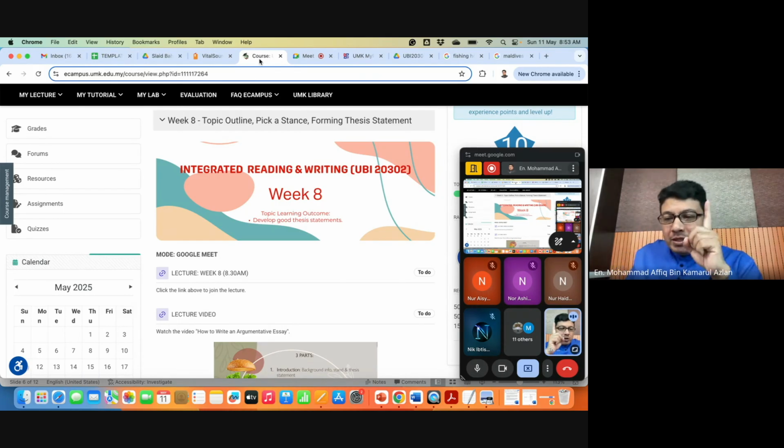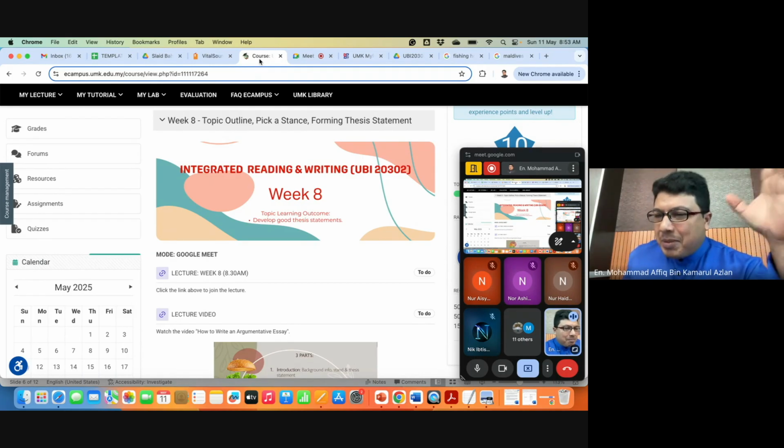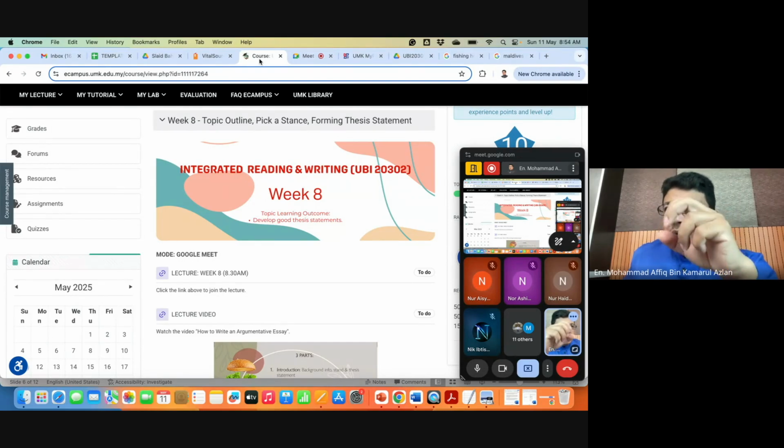Hook sentence, one sentence, can also be two sentences. Background information can be 2, 3, 4 sentences, depending on how many words you have for your essay, for your assessment. If you're writing an article in the future, it doesn't matter, can be as many sentences as you think is appropriate. Thesis statement is the last sentence of your introduction paragraph. Can also be the last two sentences of your introduction paragraph.